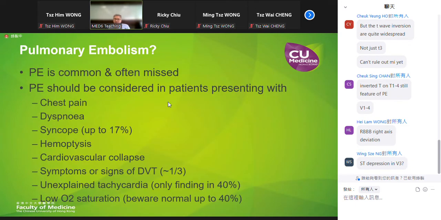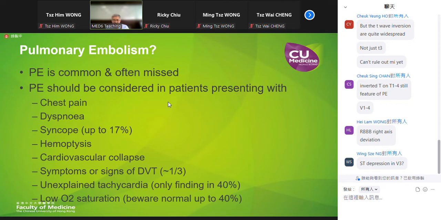So PE is very common, and is often missed. You should be considering it in chest pain, shortness of breath, and even patients with unexplained syncope, because up to 17% of PE present with syncope rather than chest pain and shortness of breath. They just pass out. So you have to think about it. Some unexplained syncope could be PE. Hemoptysis is actually quite rare. And patients can collapse because of severe massive PE, and they never make it to the hospital.